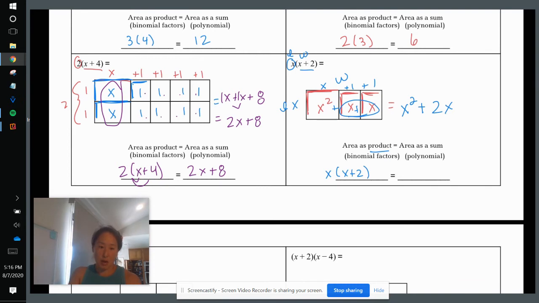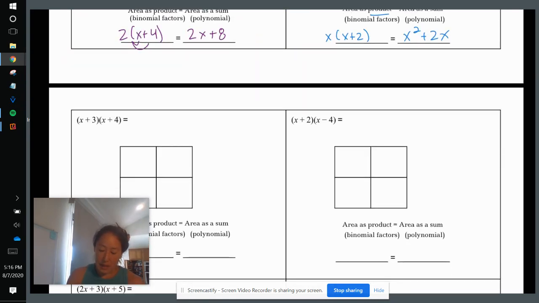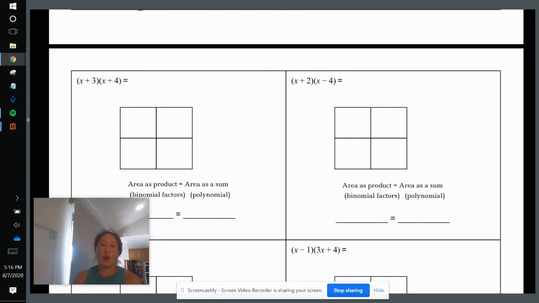Why do we call it a product? It's because we're multiplying two numbers together. Okay. On the inside, we call it the area as a sum because we're adding the numbers together. So x squared plus 2x. Okay, so what if there's more addition?